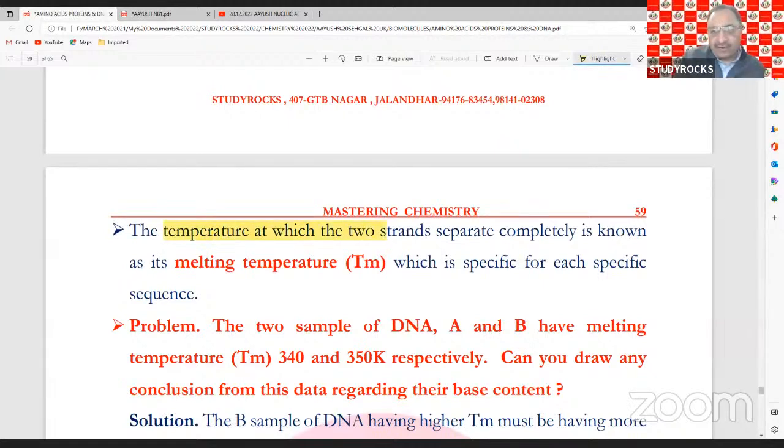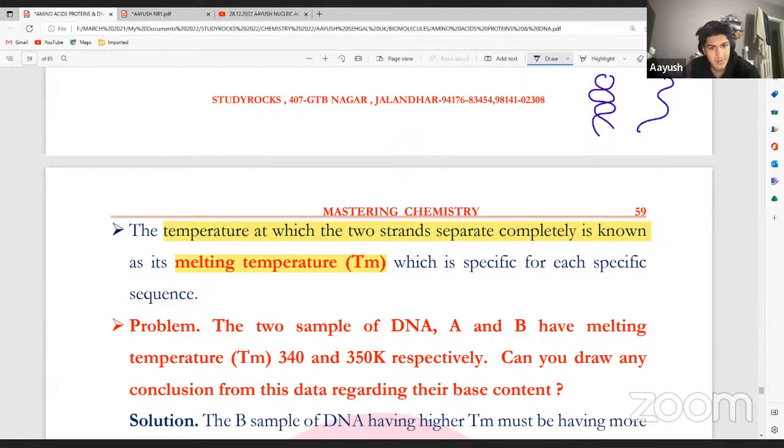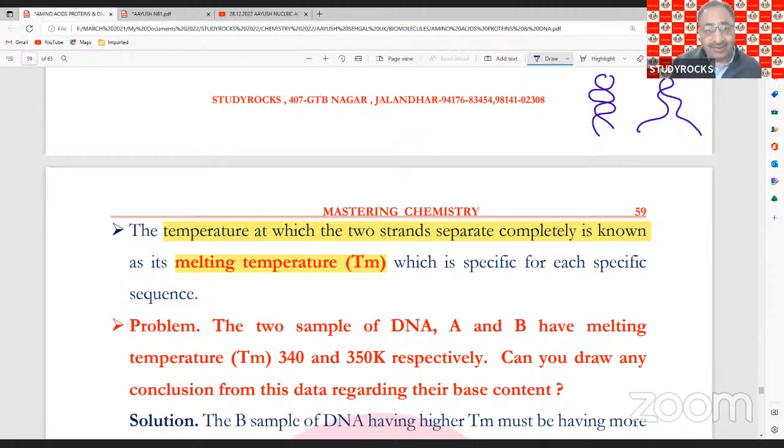The temperature at which two strands separate completely is known as melting temperature. This is how two strands run, and if they separate, the temperature at which they separate is called melting temperature. If I say that the melting temperature of one is higher, for example, this is a numerical given here. Two samples of DNA, A and B.